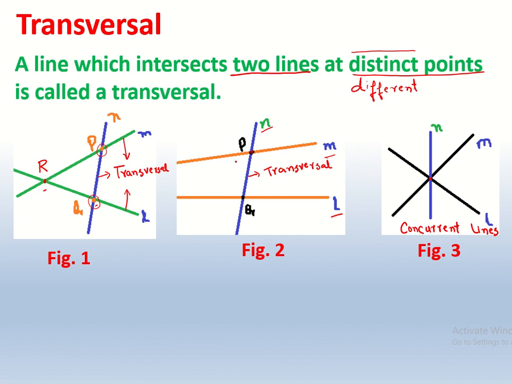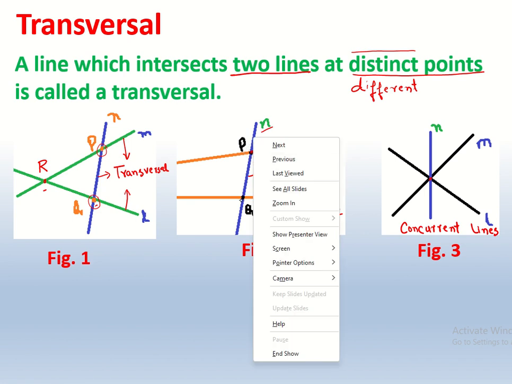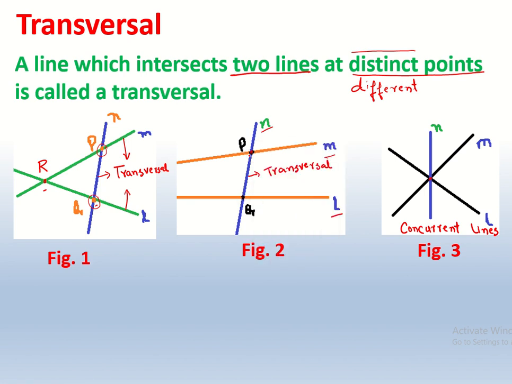Now the portion of the transversal that lies between the two lines, that is, between one point of intersection and the other point of intersection, that means this segment of the transversal from P to Q, is known as the intercept of the transversal.